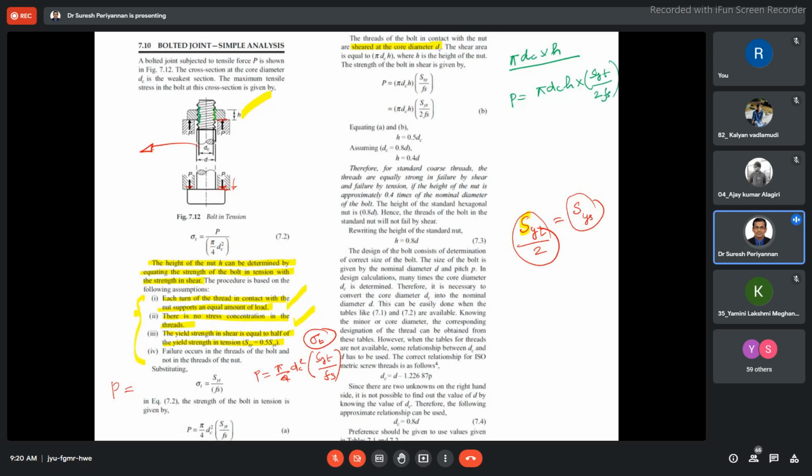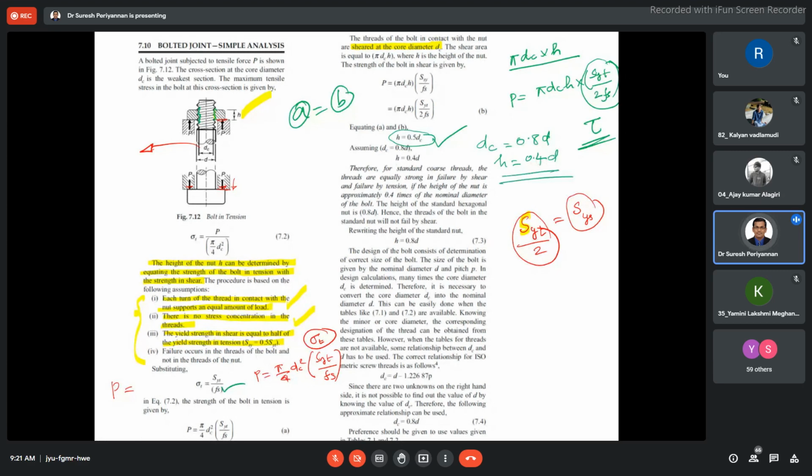Here also we apply the factor of safety. This is going to be our tau. Okay, now from this relation we are able to find out. Equate equation A and B, as I told you earlier: design by shear strength is equal to design by tensile strength. Then finally we find H is equal to 0.5 DC. Simplify this equation and you are going to get this. If DC is equal to 0.8 D, then H is equal to 0.4 D.